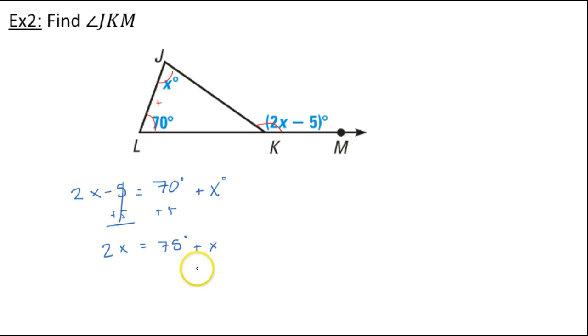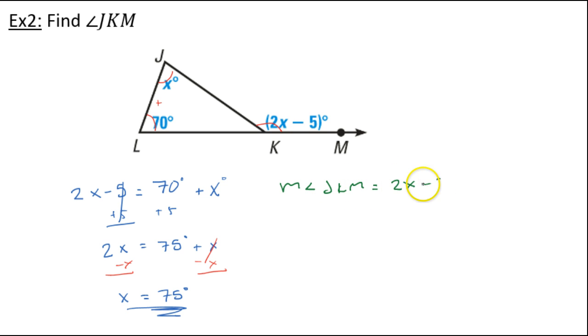We're going to subtract an x from both sides. What you do to one side, you always do to the other side. We're just left with x is equal to 75 degrees. Now this is what x is equal to, but our problem is telling us to find the measure of angle JKM. So the measure of angle JKM is equal to 2x minus 5.